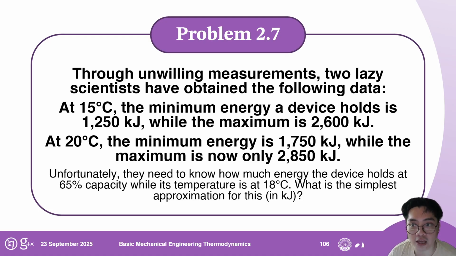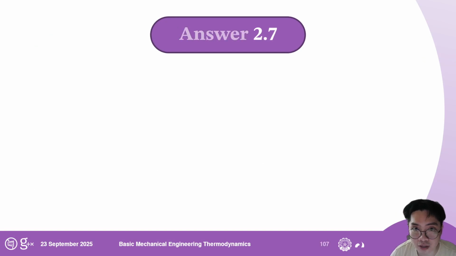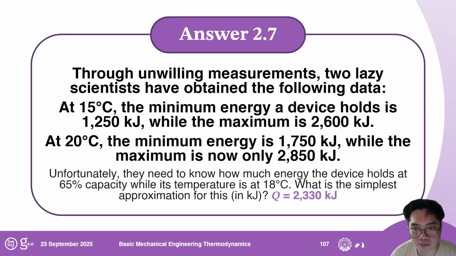And the answer, if you want to do this, go ahead. This is a classic double interpolation problem, or a bilinear interpolation problem. The answer here, if you want to give it a try for yourself, would be 2,330 kilojoules. You can try this both ways: do the vertical thing first, then the horizontal thing next, so that you arrive at the same answer.